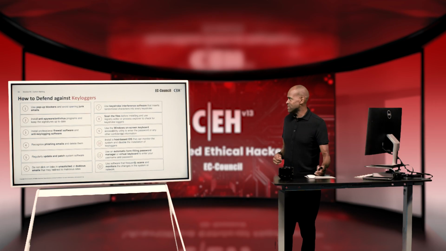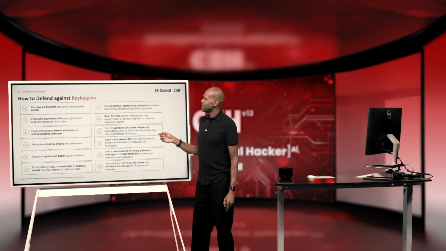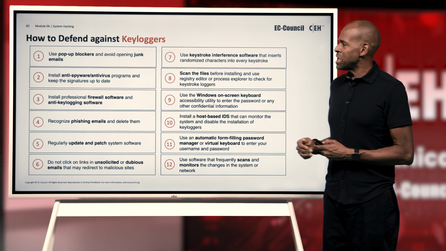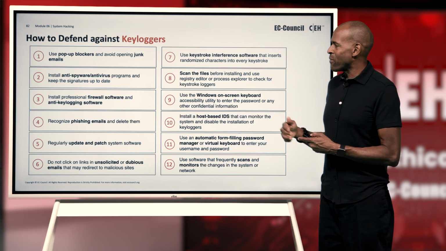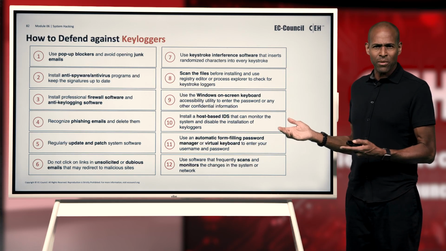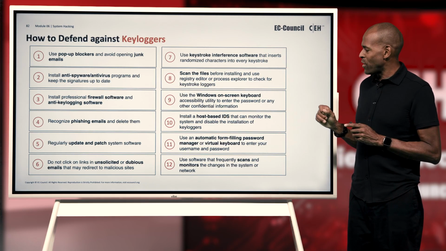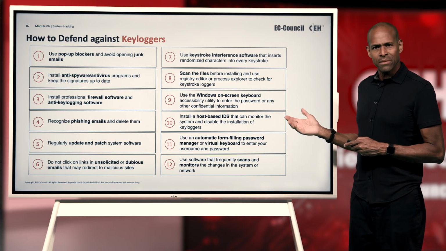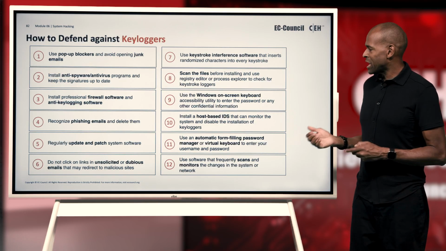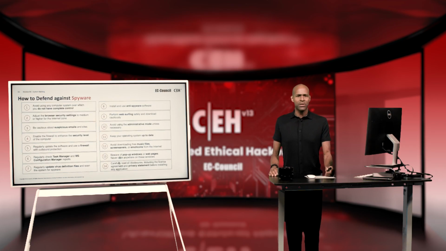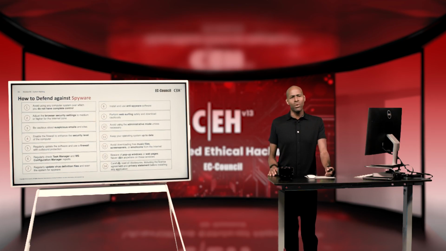Let's look at the rest of these. Over here on the far left is to use pop-up blockers and be aware of junk emails and install anti-spyware, firewalls, update and patch. So a lot of this is very similar, but there's another one that actually works really well in some cases, which is to use your on-screen keyboard. Sometimes that will be helpful in avoiding keyloggers. So these are some of the things that you can do to help get around keyloggers. And also we want to stop spyware, and it's similar stuff here, right?